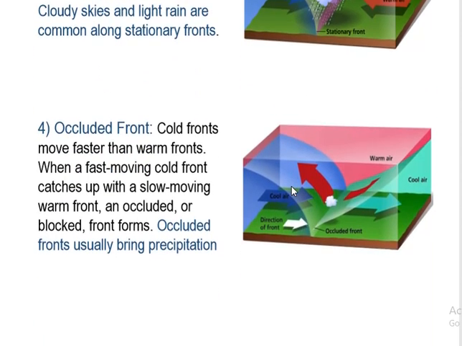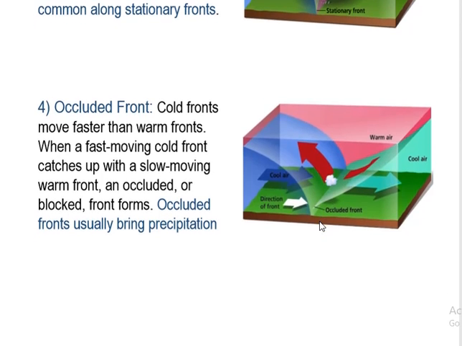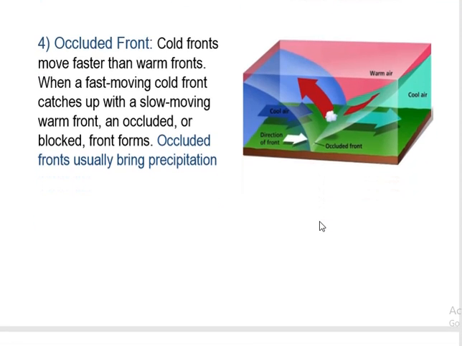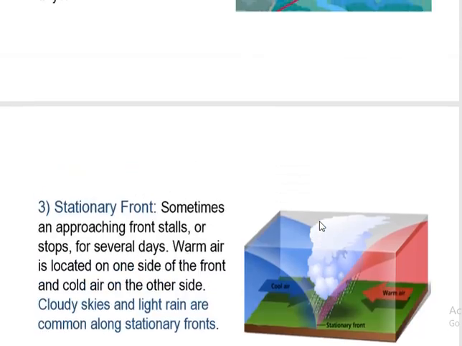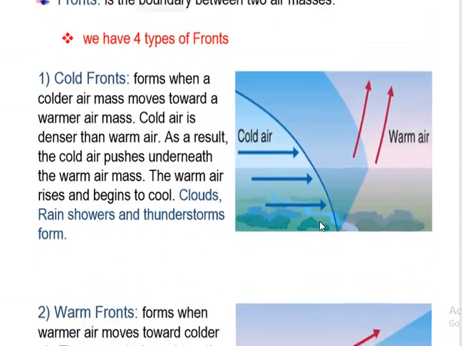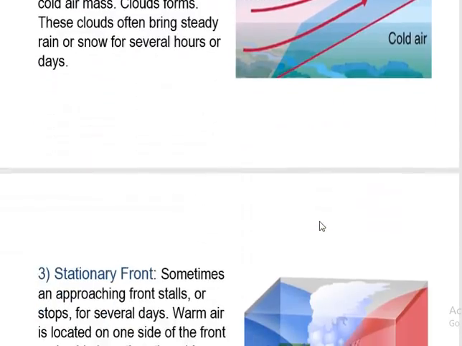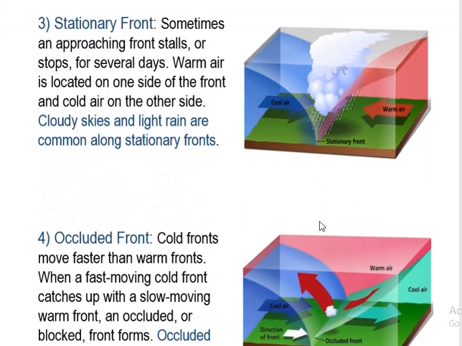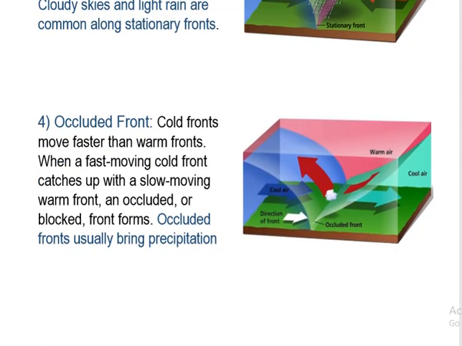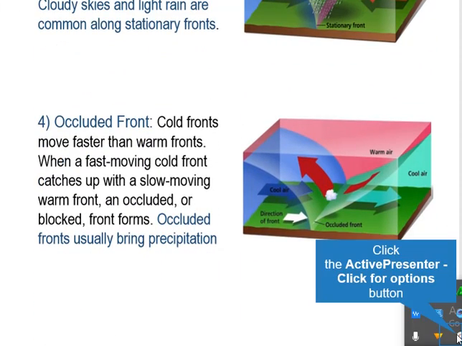Occluded front. Cold front catches up with warm front. So, cold front catches up with warm front, as observed here. The weather will bring precipitation. So, front is the boundary between air masses. We have 4 types: cold fronts, warm fronts, stationary fronts, and finally occluded front.